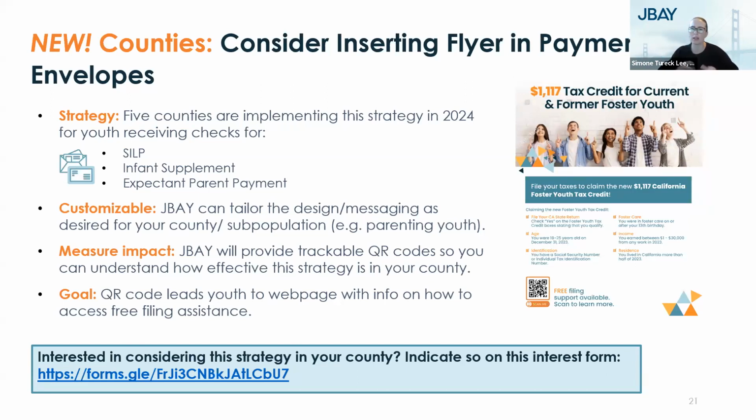So for those of you who are less familiar with the nitty-gritty foster care information, youth that are in extended foster care, many of them are in something called a supervised independent living placement. This is a placement where youth receive their monthly foster care payment directly. So they receive a check from the county every month in an envelope. And the idea is this flyer will be in the envelope with the payment check.